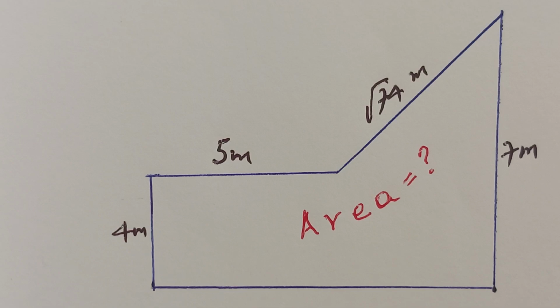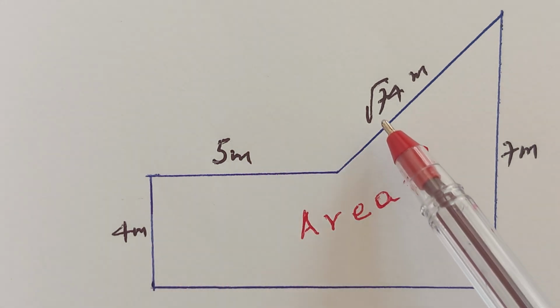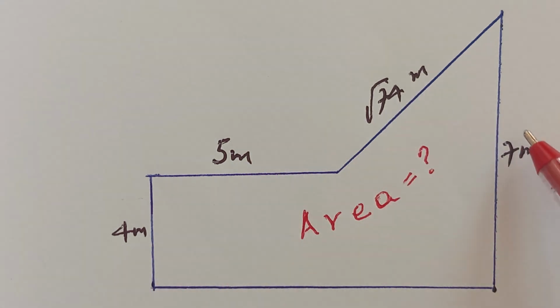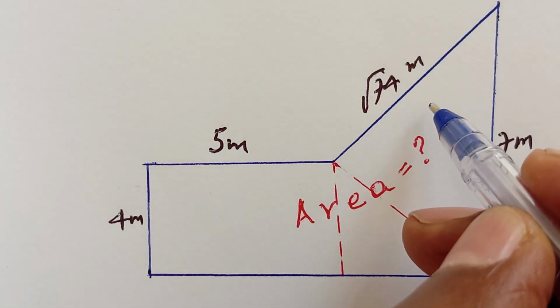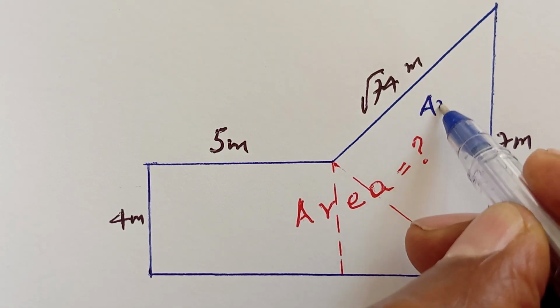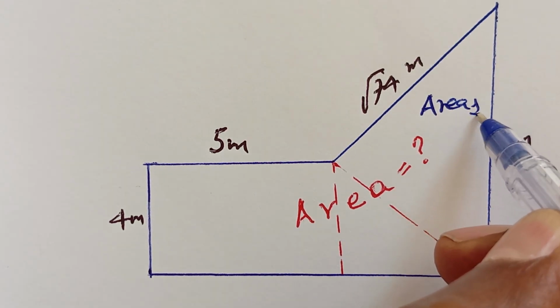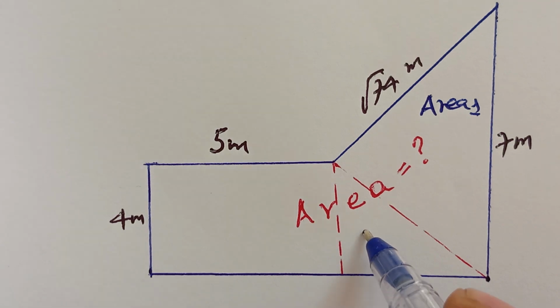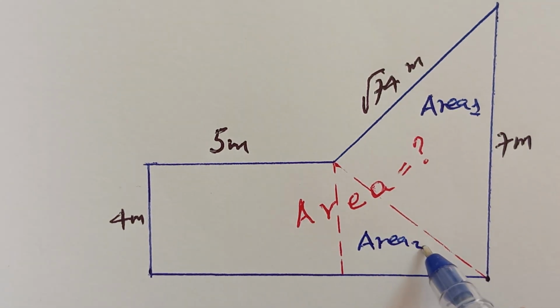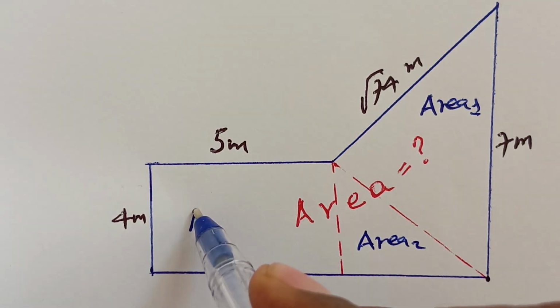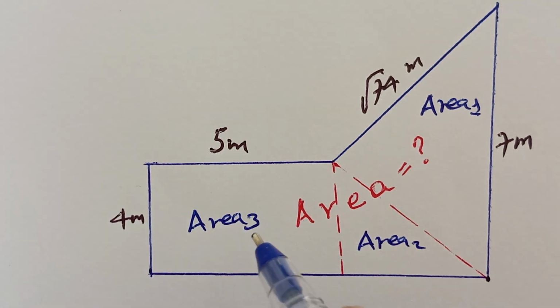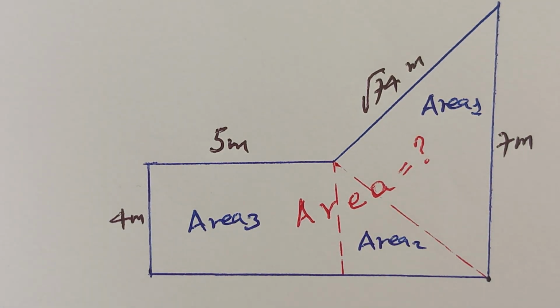Hi everybody, how to calculate this total area. This is 4 meter, this 5 meter, this under radical 74 meter, and this 7 meter. So let's construct: this is area 1, here is area 2, and here is area 3. So these are 3 areas.